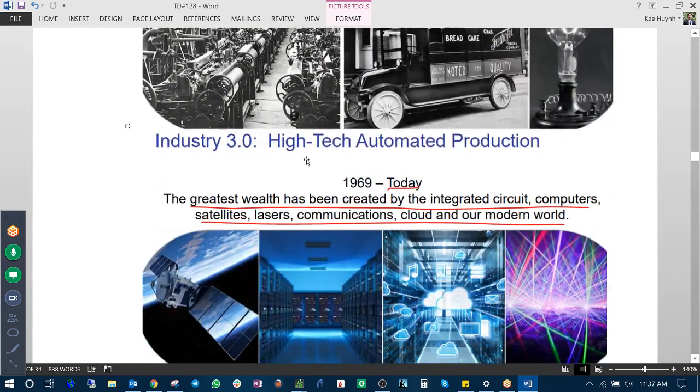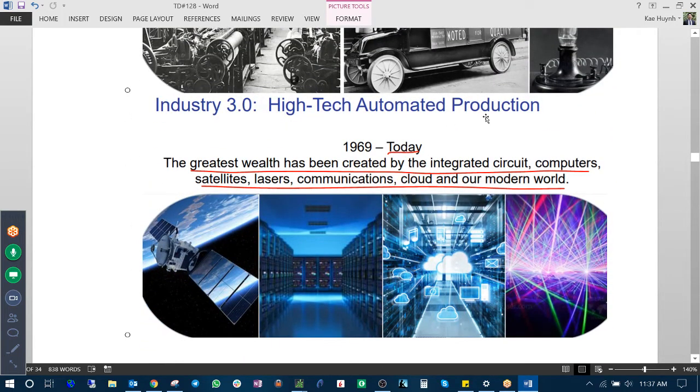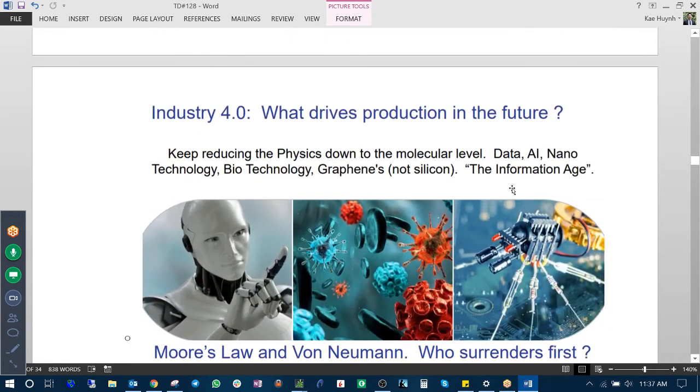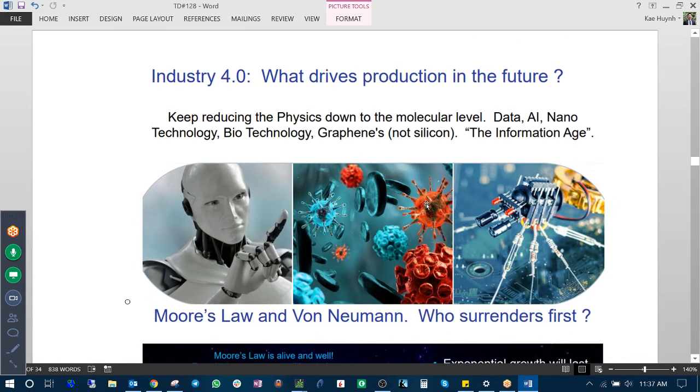So Industry 3.0, high-tech automated production. The greatest wealth has been created by integrated circuits, computers, satellites, lasers, communications, cloud, and our modern world. Nothing we don't know already, right? And then Industry 4.0, what drives production in the future? Keep reducing the physics down to the molecular level: data, AI, nanotechnology, biotechnology, graphene, not silicon, the information age.